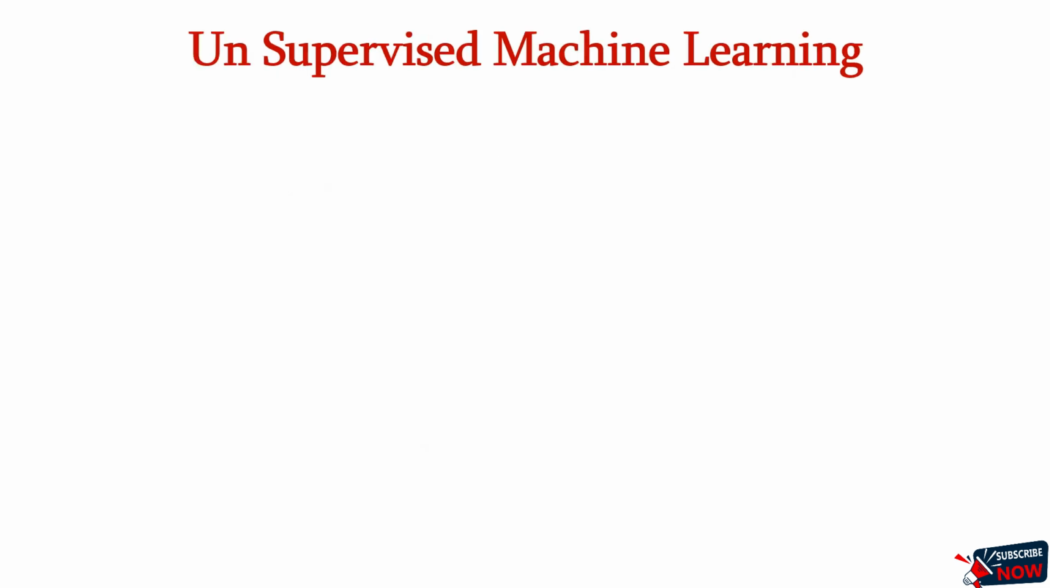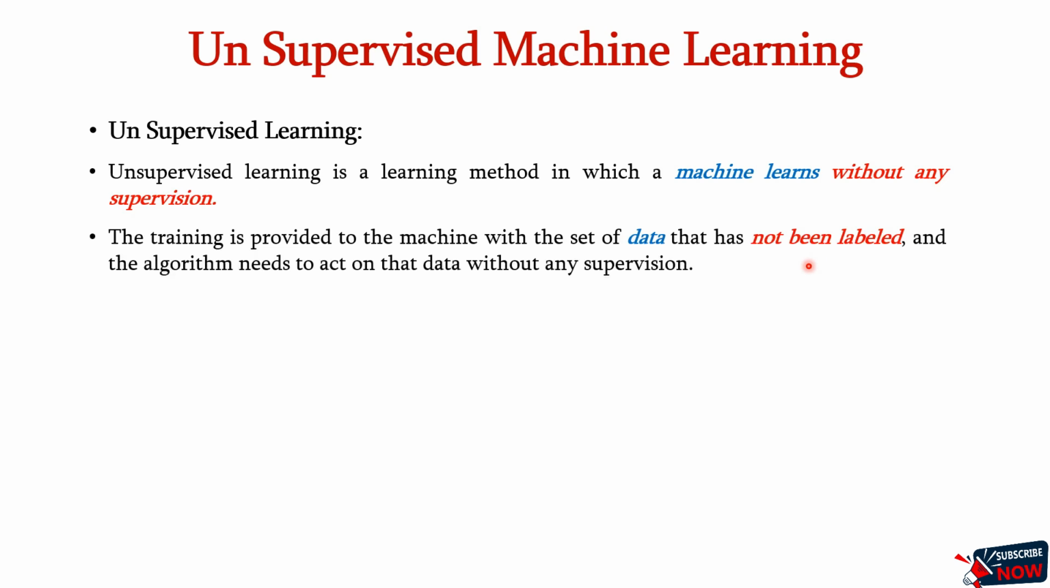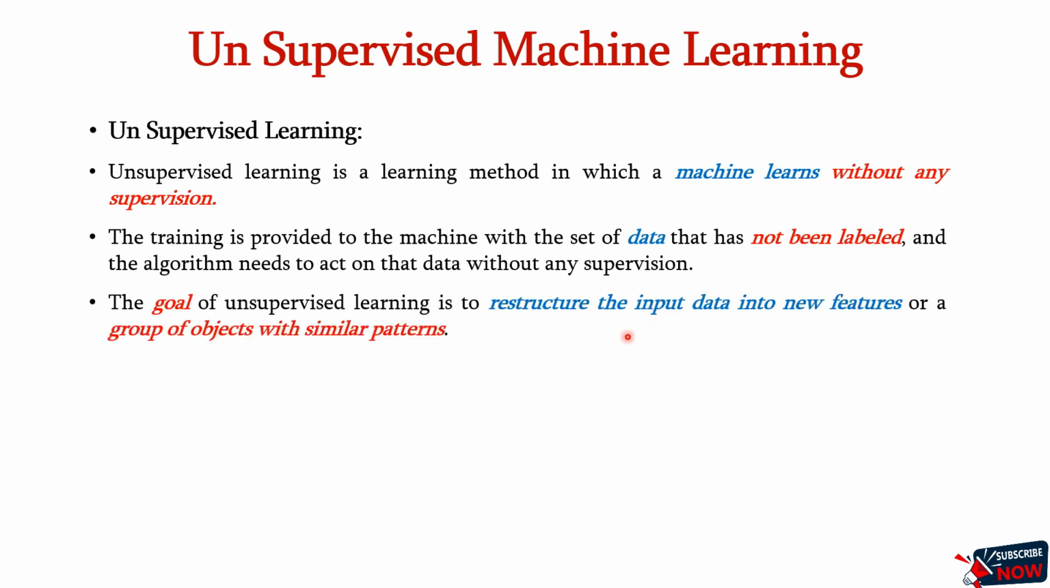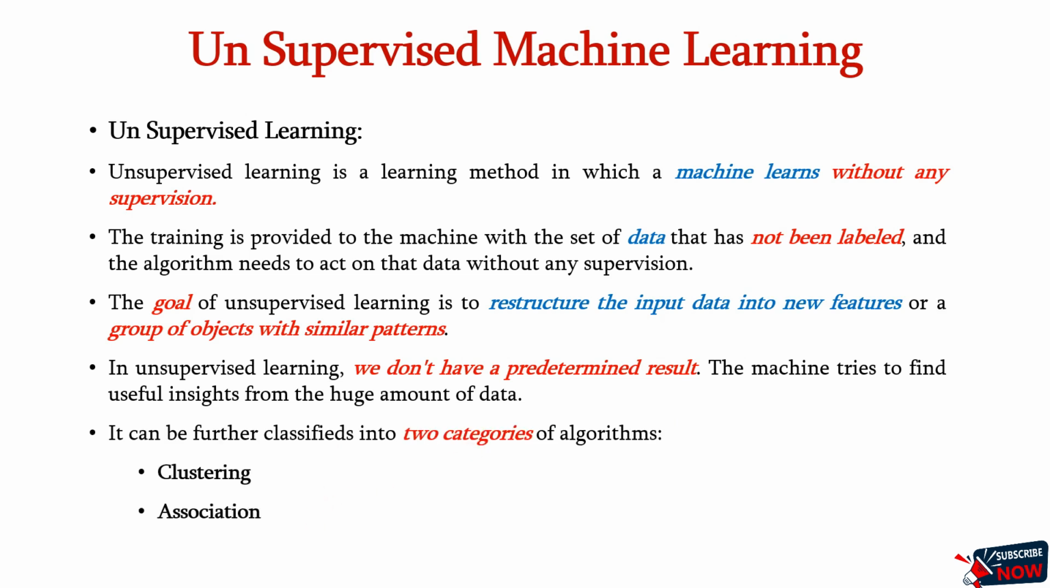Now let us see about unsupervised machine learning. This is a learning method in which the machine learns without any supervision. The training is provided to the machine with a set of data that has not been labeled, and the algorithm needs to act on the data without any supervision. The goal is to restructure the input data into new features or a group of objects with similar patterns. Here we don't have a predetermined result. The machine tries to find useful insights from the huge amount of data. It can be further classified into two, that is clustering and association.